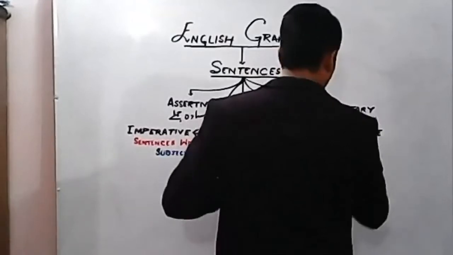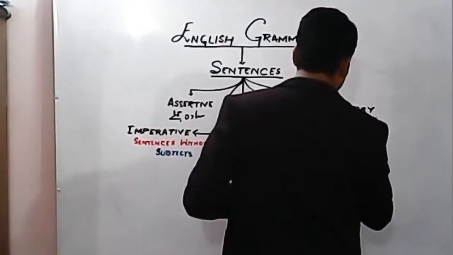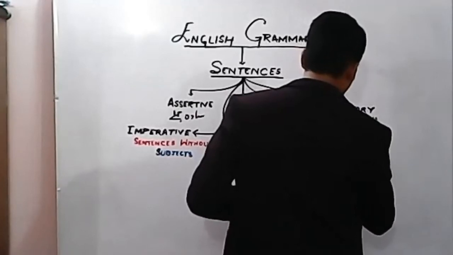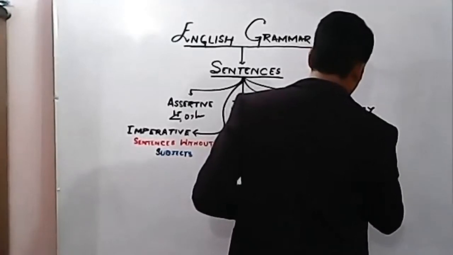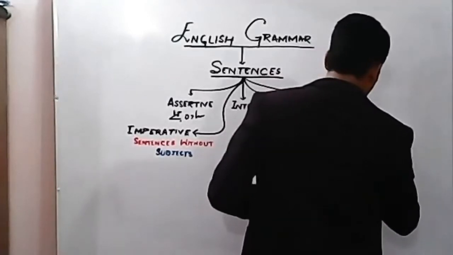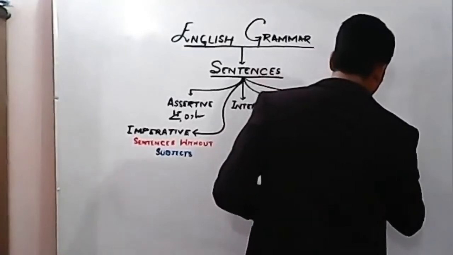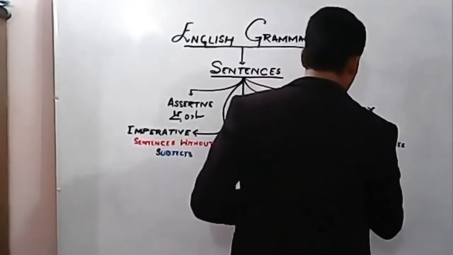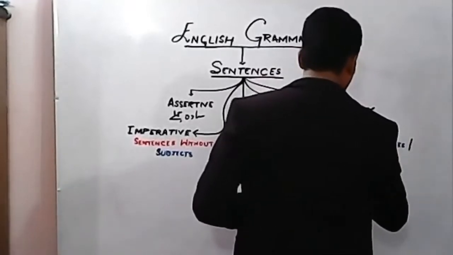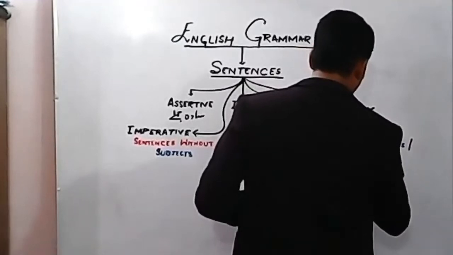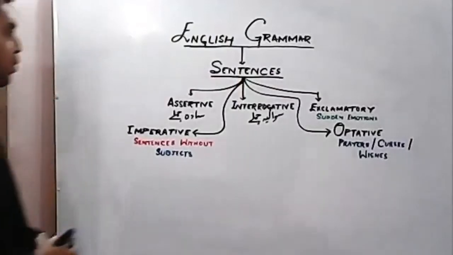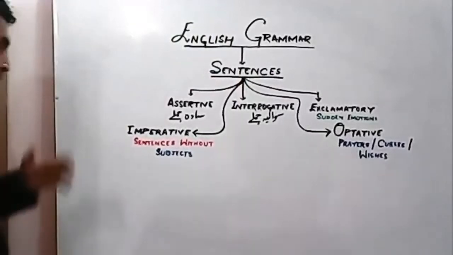And this time, this is optative, where we talk about prayers and so we talk about curses, and undoubtedly we do talk about some wishes as well. So these are what the types of sentences are all about.